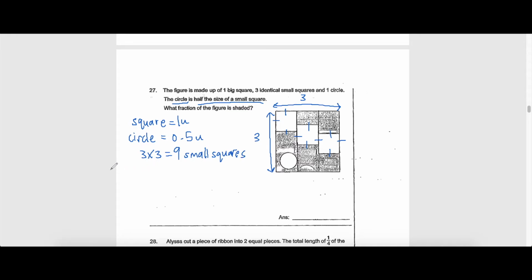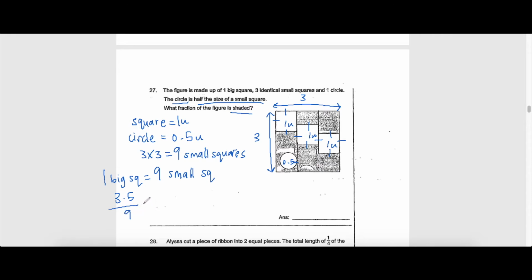Okay, so 1 big square equals 9 small squares. Alright, so what fraction of the figure is shaded? Let's find unshaded first. So there's 1, 1, 1, and 0.5. That is unshaded. So total is 3.5 over 9.